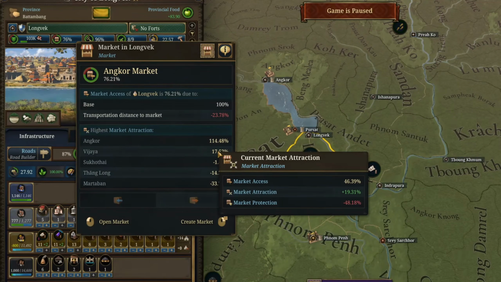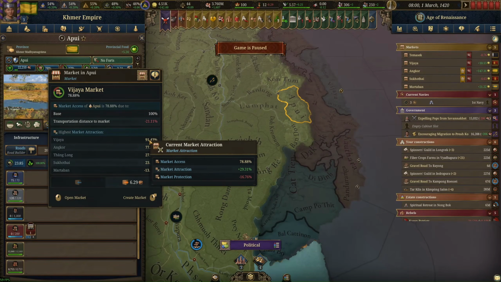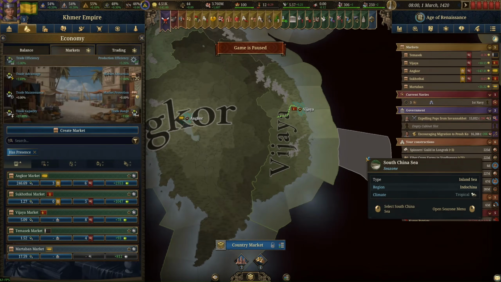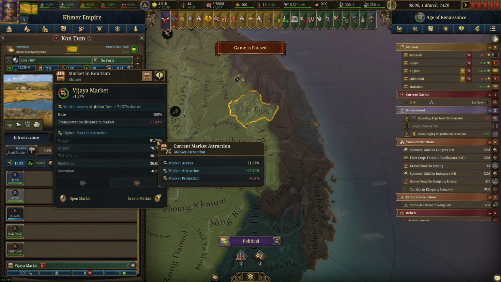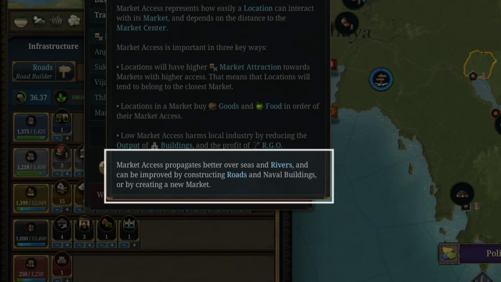First, it shows up when you hover over the second entry on the list. The second case occurs when a location belongs to one country but is part of a market belonging to another country. But as you can see from these three values, market access is definitely the most important. And here at the very bottom, it is directly written how to increase market access.